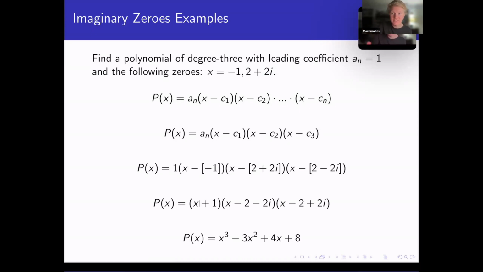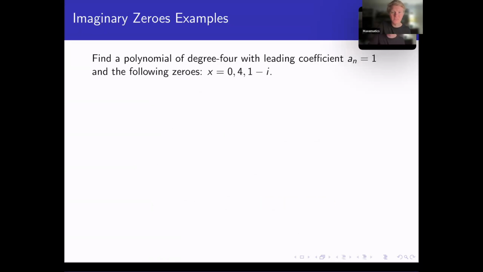And yeah, maybe this answer doesn't look so bad, but when you go to FOIL something out like this that's got 3 parts each, it's not pretty. So definitely practice doing that.